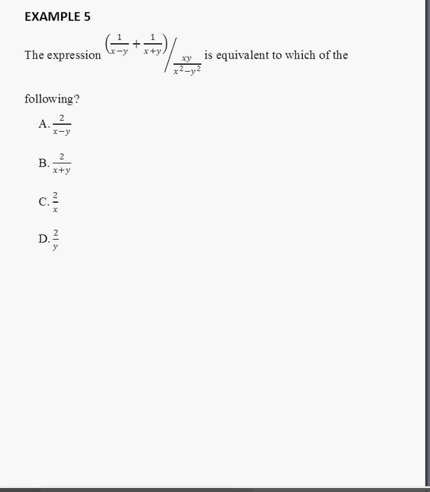Okay, let's take a look at example 5. Isn't example 5 a beautiful problem? It looks beautiful. It may look difficult, but it's not. I mean, that is what I want to show you guys, that these problems at times may look a little more complicated, but they're not.